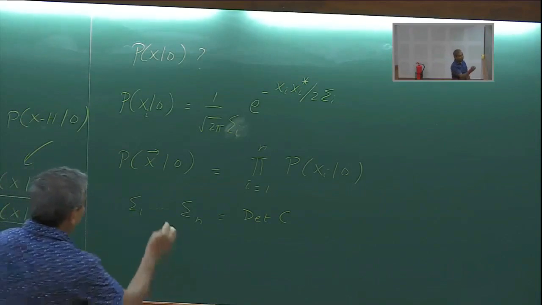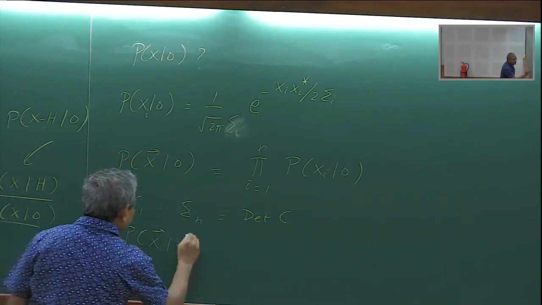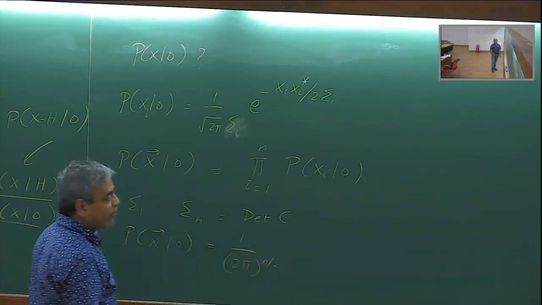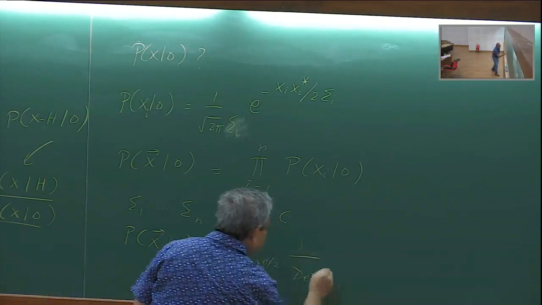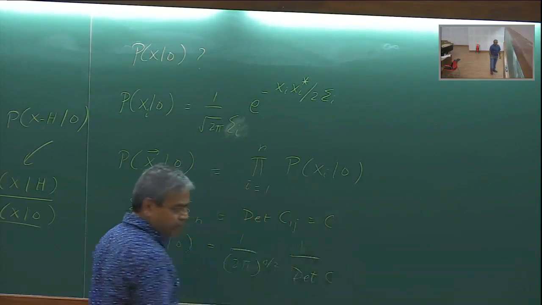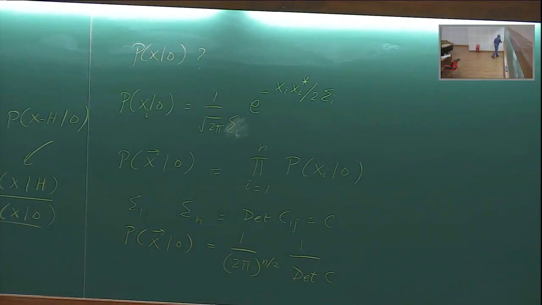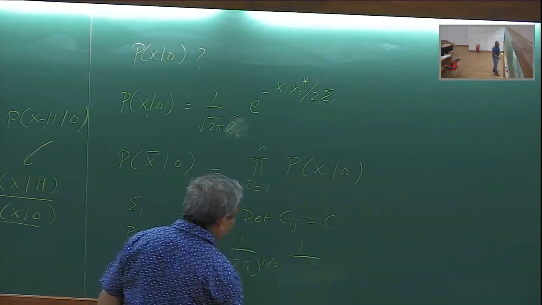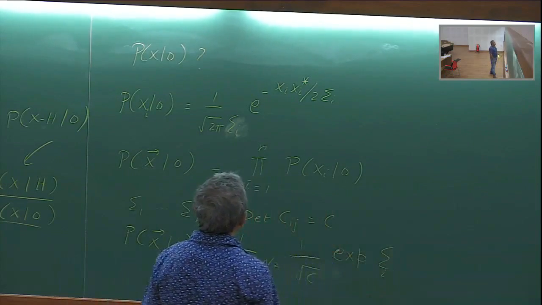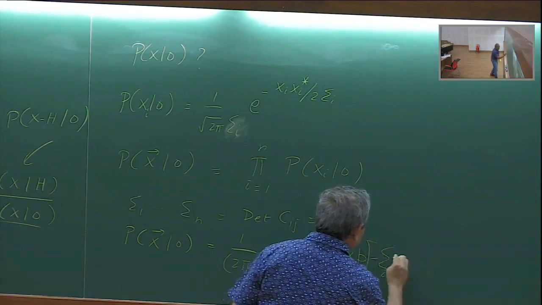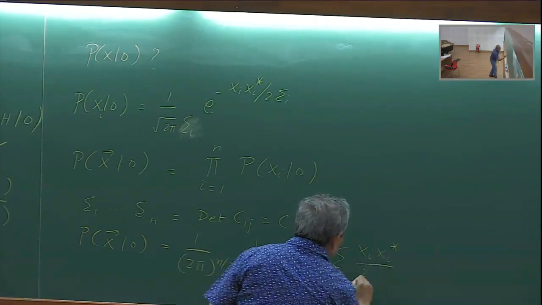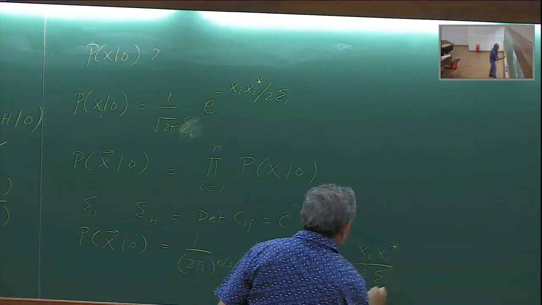So P of x given 0, in the absence of the signal, will be 1 over (2 pi) to the n by 2, times 1 over the determinant of C_ij, which I will call c, so the square root of c, and in the exponential, I have minus the sum over i from 1 to n of x_i star x_i over sigma.